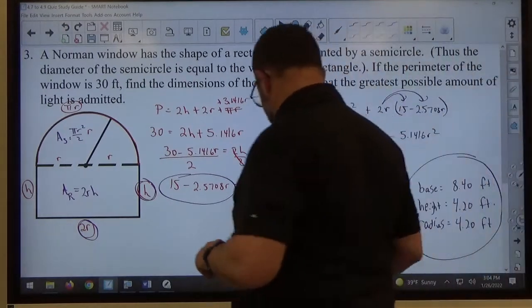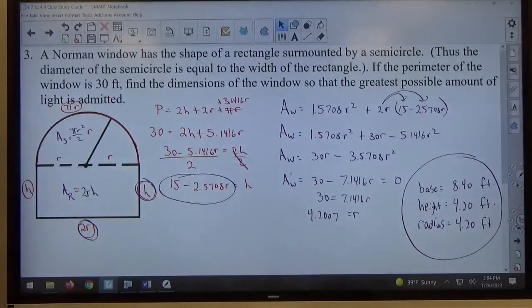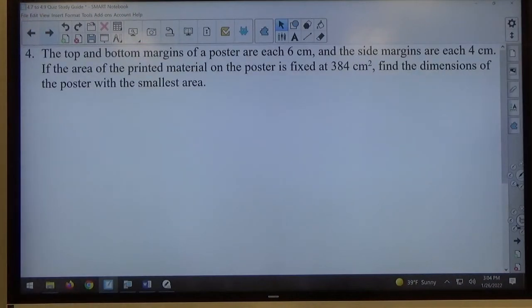So that'd be the dimensions that I need. Number 4. The top and bottom margins of the poster are each 6 centimeters. The side margins are each 4 centimeters.